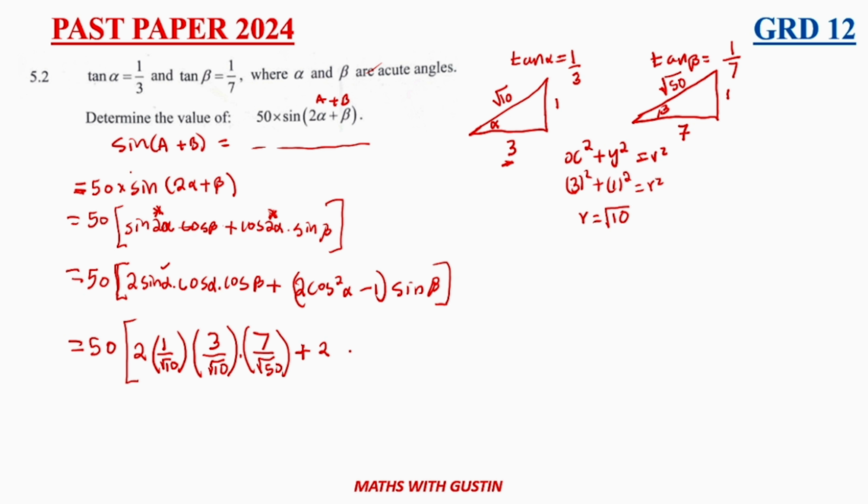alpha cos squared alpha. So what is cos squared alpha? It is 3 over root 10, but needs to be squared, therefore we also minus 1 from this as well. Then everything that is here, guys, be careful with the brackets, also needs to be multiplied by sine beta. Sine beta is going to be 1 over square root of 50, therefore square bracket.